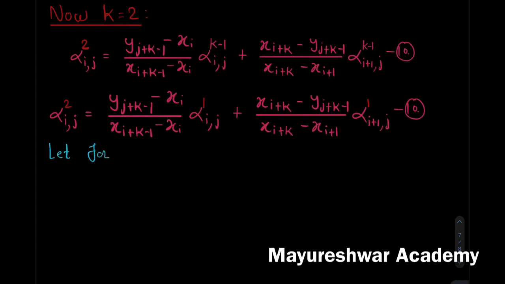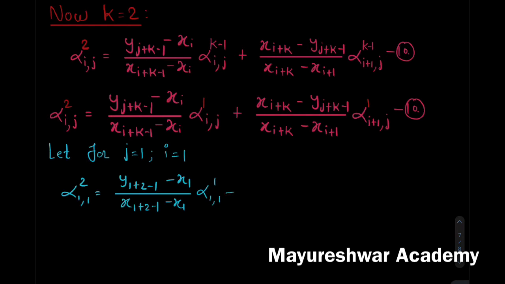So for j is equal to 1, again we need to start as for first order, and let us say i is equal to 1. So we are trying to say alpha 1 comma 1 2. So let us write down, substitute these values, y1 plus 2 minus 1 minus x1, x1 plus 2 minus 1 x1 alpha 1 comma 1 first, plus x1 plus 2 minus y1 plus 2 minus 1 divided by xi plus k, which is 1 plus 2, minus xi plus 1, which is 1 plus 1, and alpha 1 plus 1 comma 1.